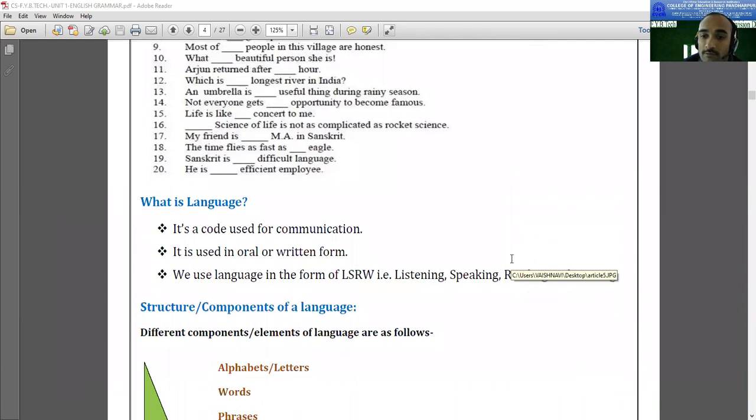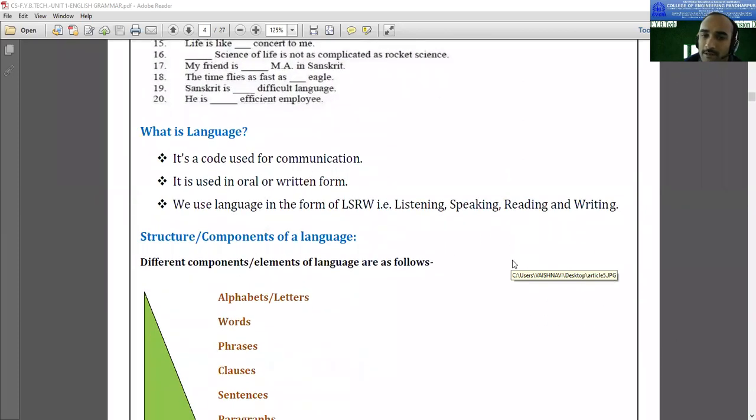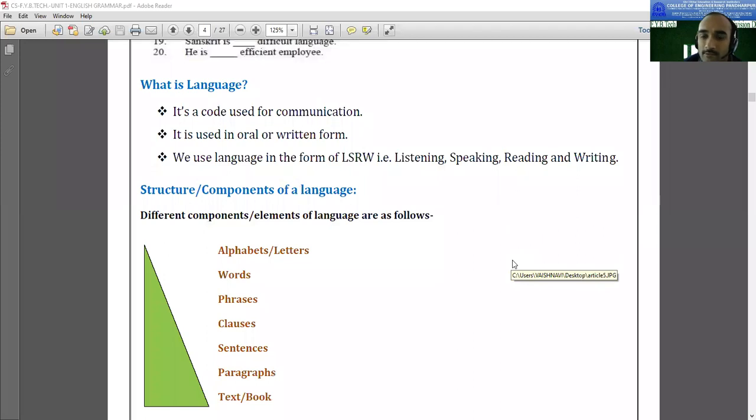So today we are going to start with language. We discussed it in the first lecture also: what is language, why do we use it, and what is the benefit of using it. We are just going to take its review and then move towards the parts of speech. So first of all, what is language? It's a code used for communication. The definition is very simple. It's a code.